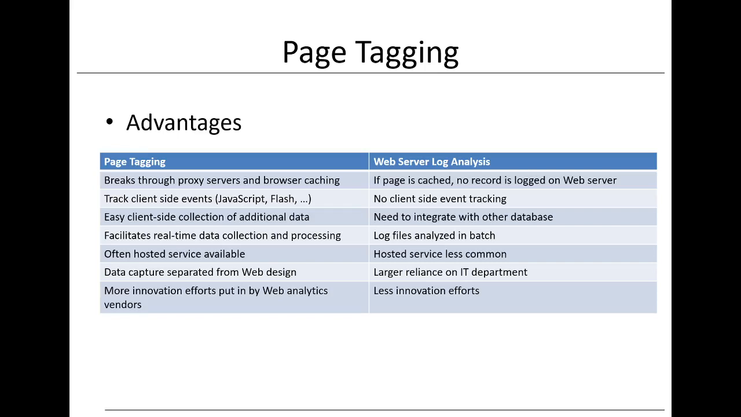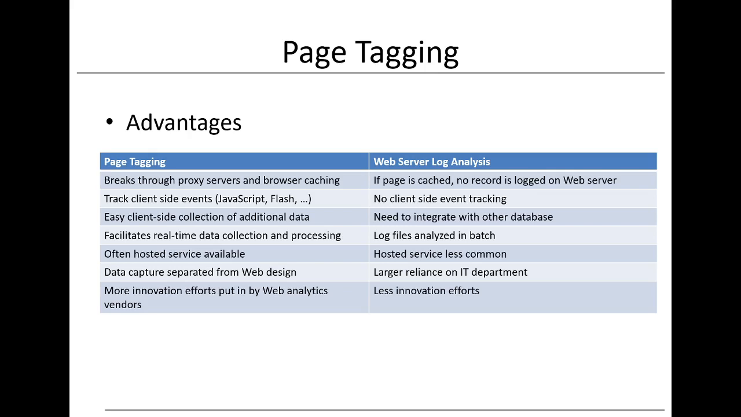When compared to web server log analysis, page tagging offers various advantages. First, it breaks through proxy servers and browser caching. In case of web server log analysis, if a page is cached, no record is logged on the web server, which creates inaccuracies in the data collection. Page tagging allows to track client-side events, which is not supported by web server log analysis. Page tagging supports easy client-side collection of additional data, for example by defining custom tags on an order confirmation page. This is not that easy for web server log analysis, since integration with another database is required.